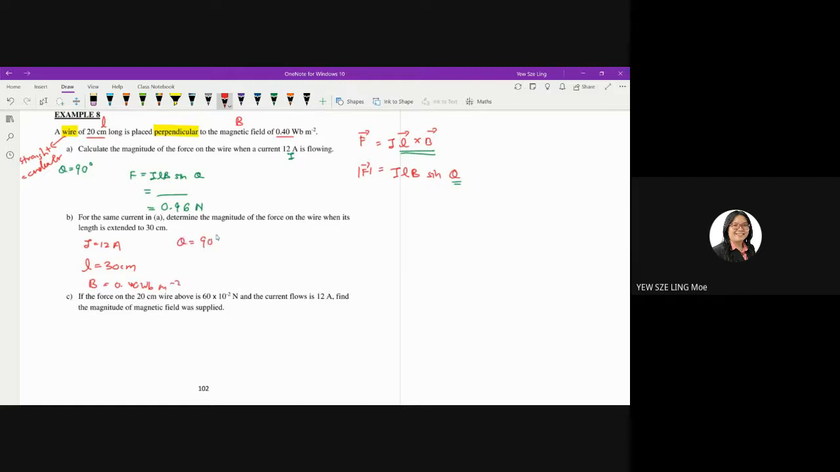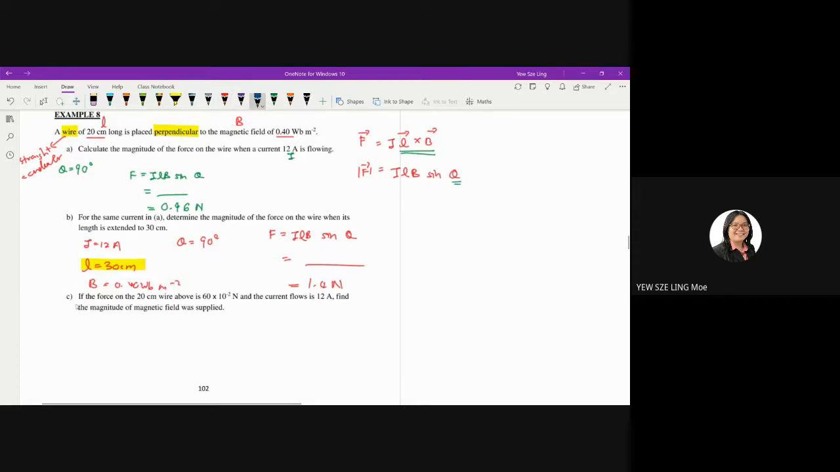Okay, 90 degree, because the question didn't mention any changes on the angles, or any changes on the field. So you can assume they remain constant. The only thing that has changed is the length, okay? So now you just use F equals ILB sine theta. You plug in the new information and you should obtain 1.4 Newton, okay? 1.4 Newton. So that is for question B.